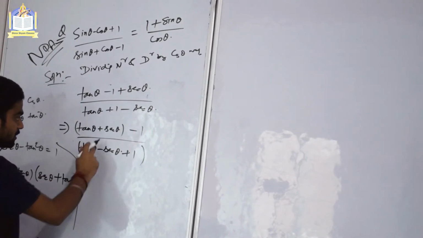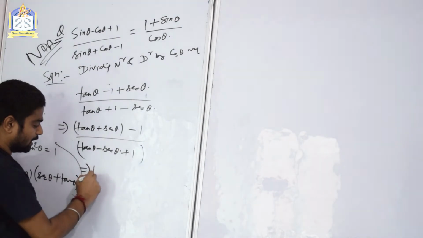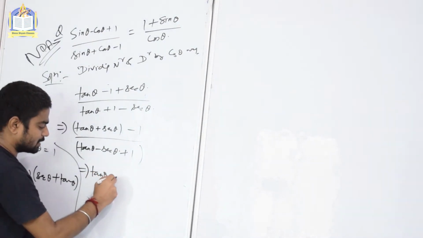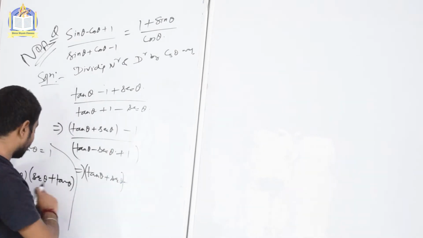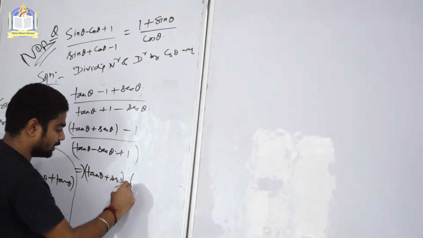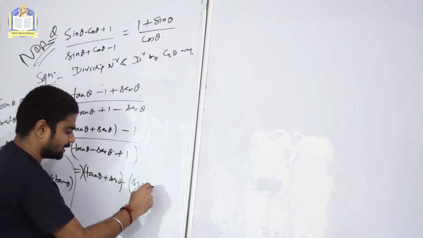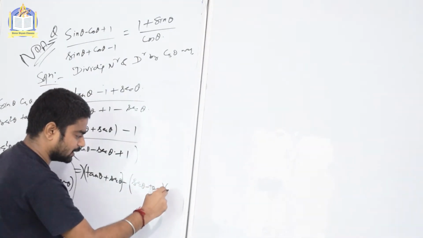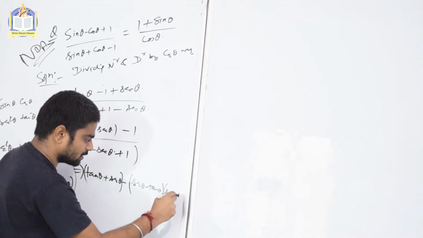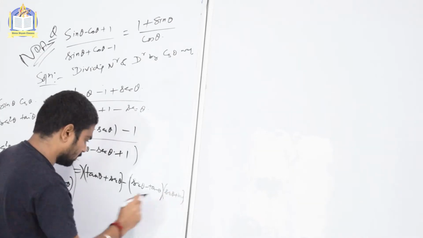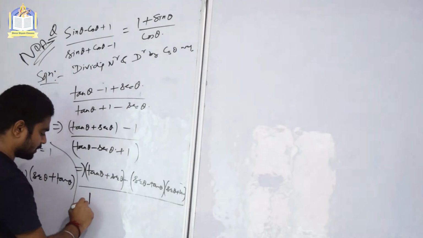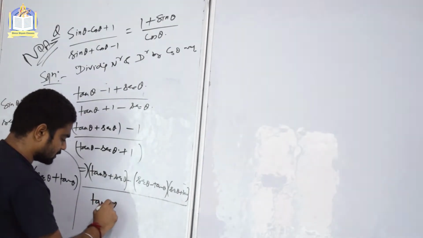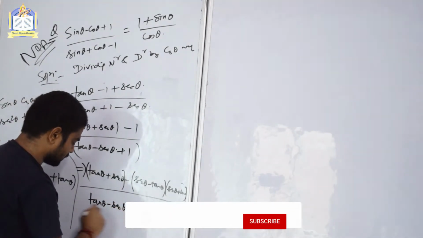So we shall be writing this. Okay, so 1 can be written as tan theta plus sec theta, and this minus 1 can be written as sec theta minus tan theta into sec theta plus tan theta. Okay, here we write tan theta minus sec theta plus 1.